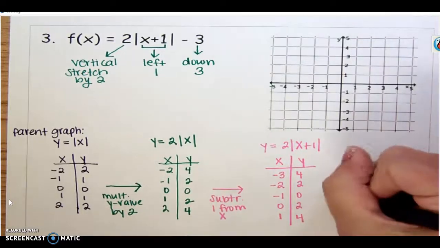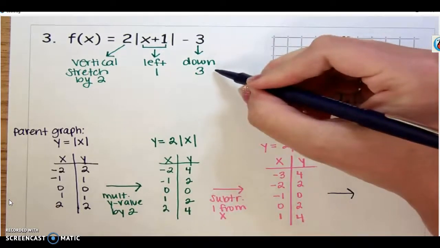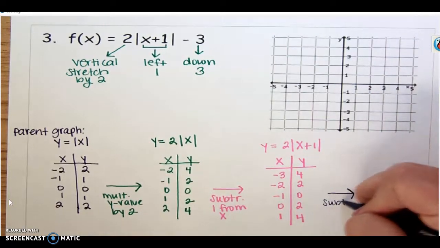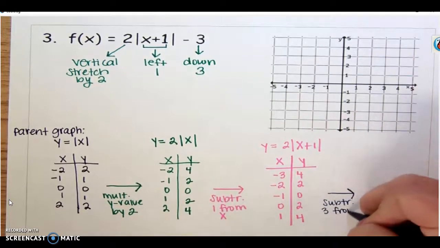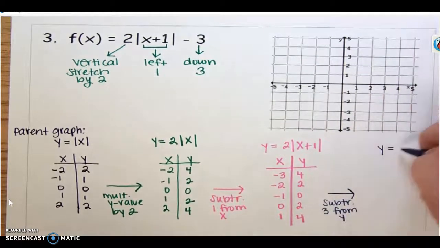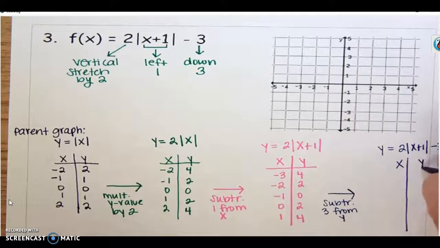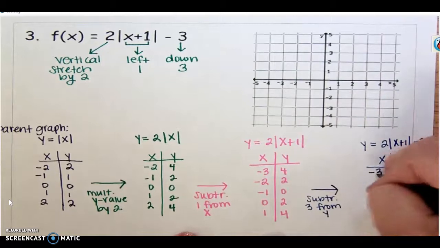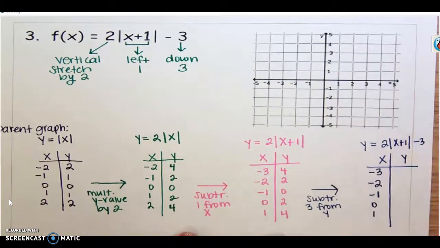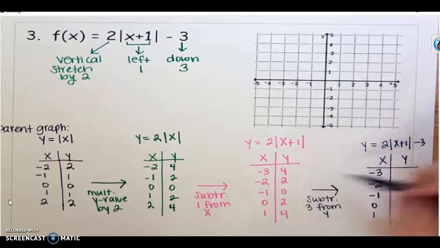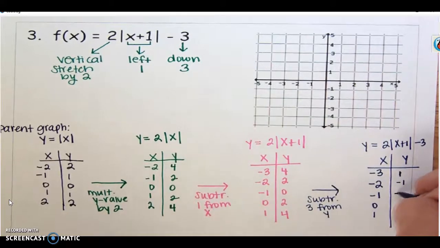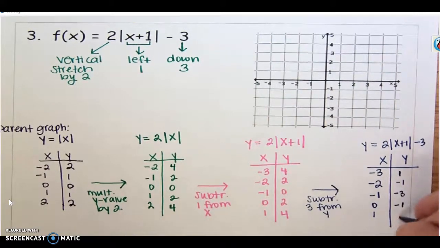Alright, so one chart left to go. For the last one, we are moving down 3. Down 3 affects your y value, so you're going to subtract 3 from y. And this will give us our final thing with all the transformations. Alright. So we're subtracting 3. So the x's are going to stay exactly the same. We're going to subtract 3 from y. So 4 minus 3 will give us 1. 2 minus 3, -1. And -3, -1, and 1.